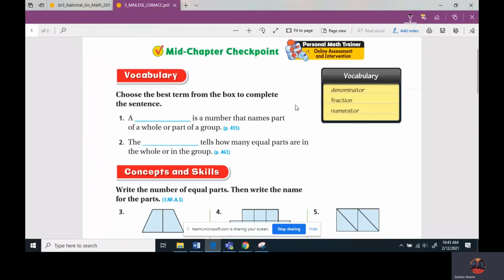We're gonna start now. So a fraction is a number that names the part of a whole or in a group. If it names part of the whole, that's going to be the numerator. And then this blank tells us how many equal parts are in a whole or in the group. That's how many there are, how many pieces total. That's the denominator. And we know both of these make up a fraction. If you don't know how to spell it, they're right here, okay? Numerator for top, denominator for bottom.